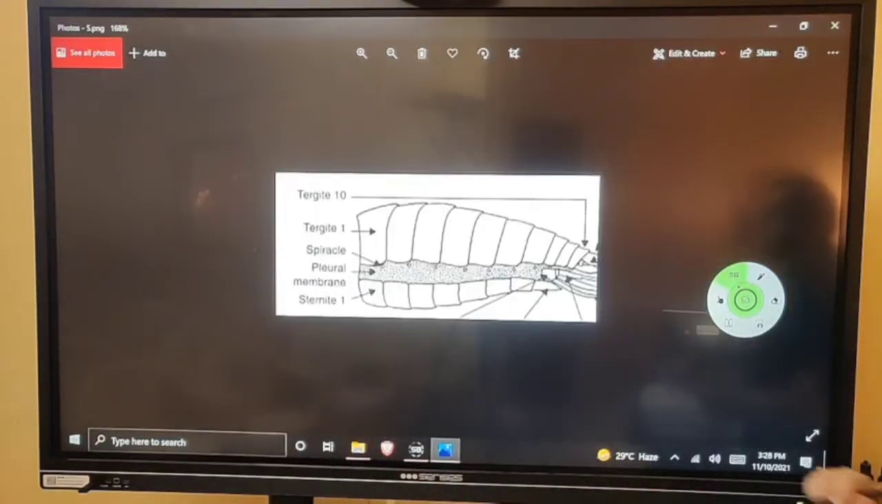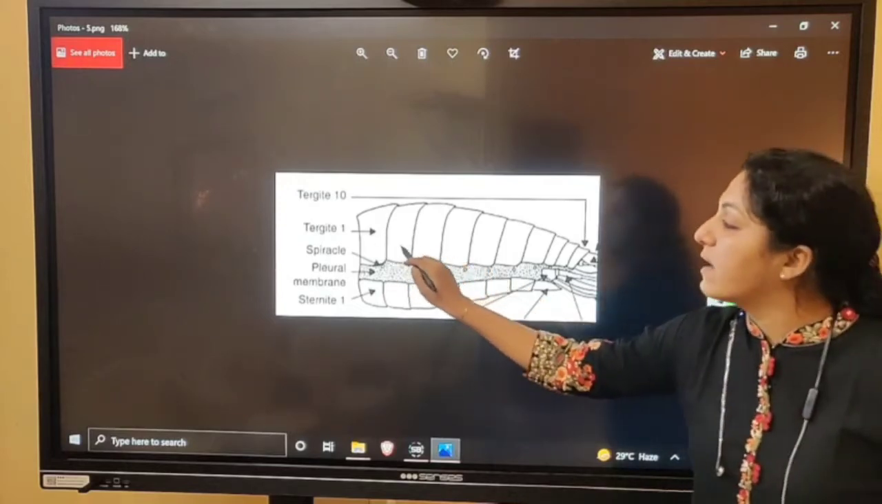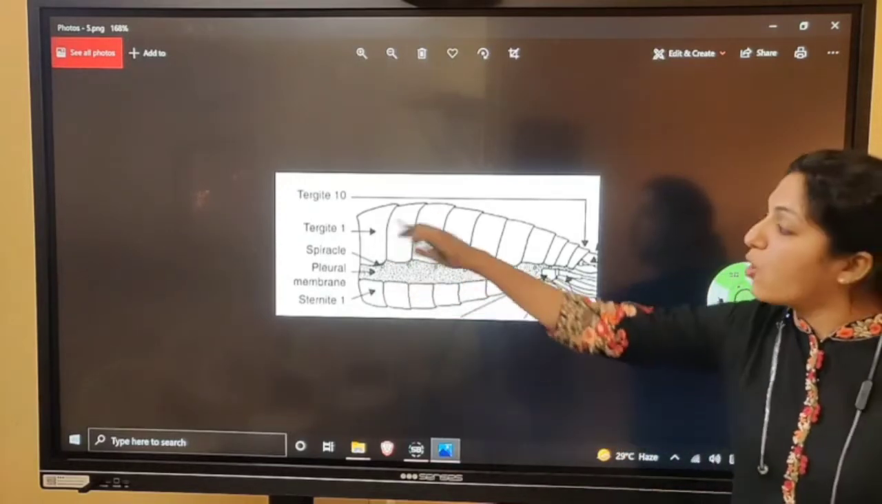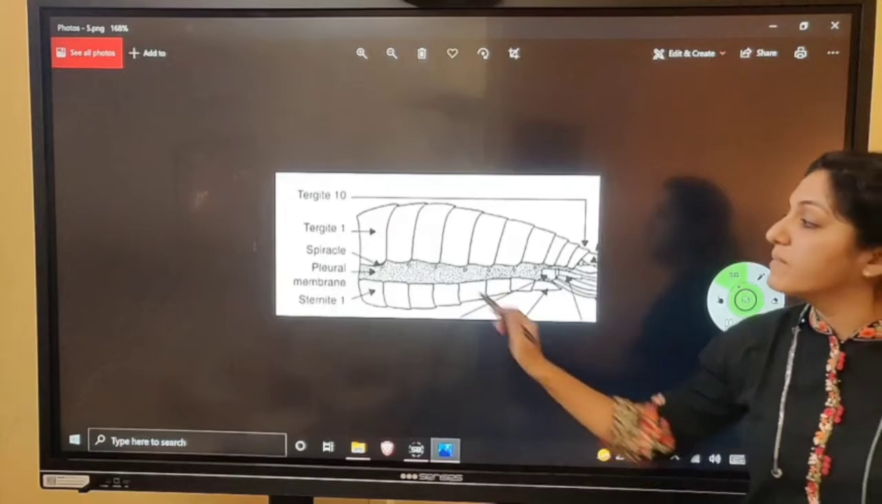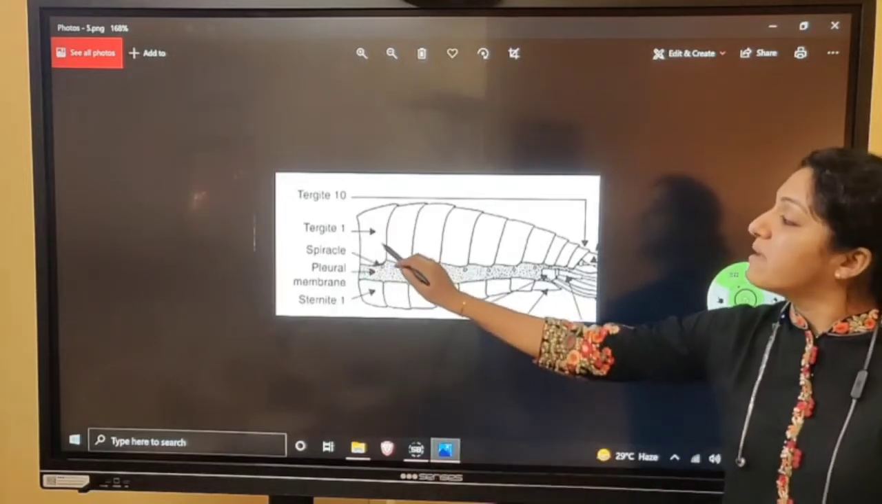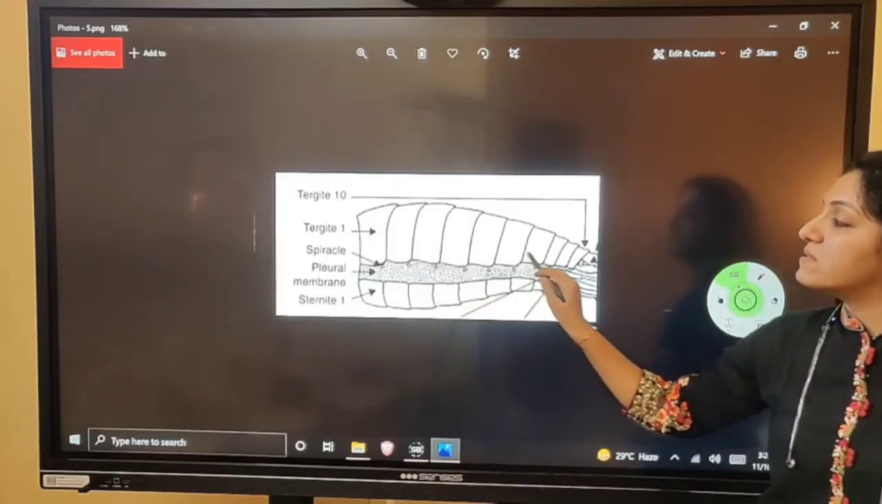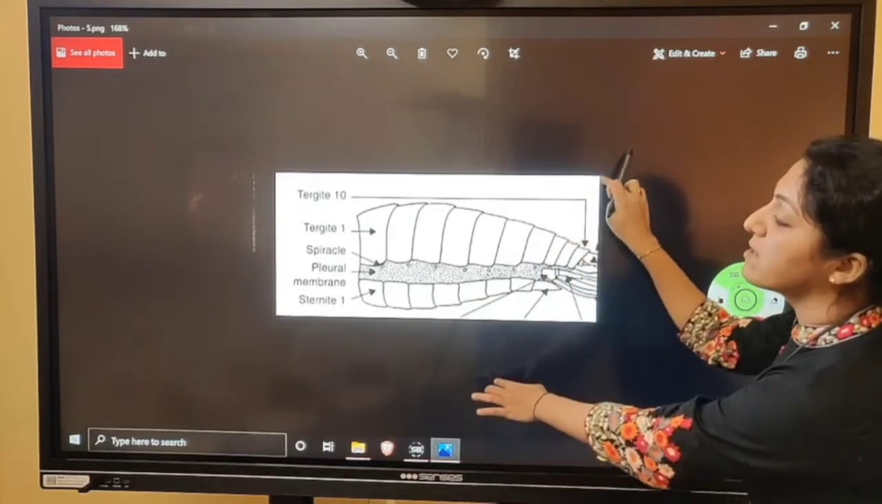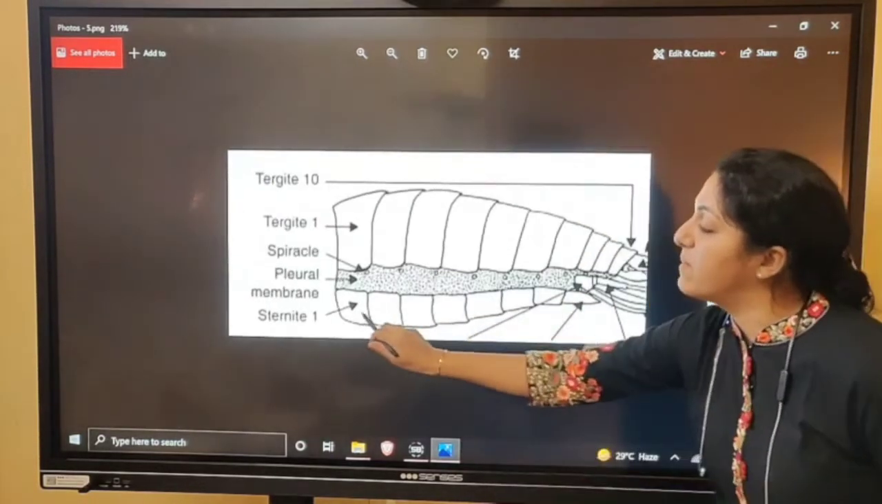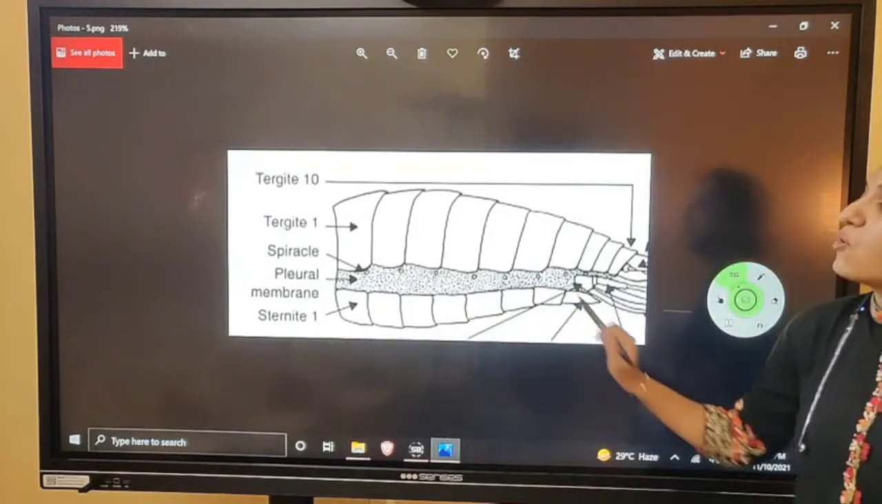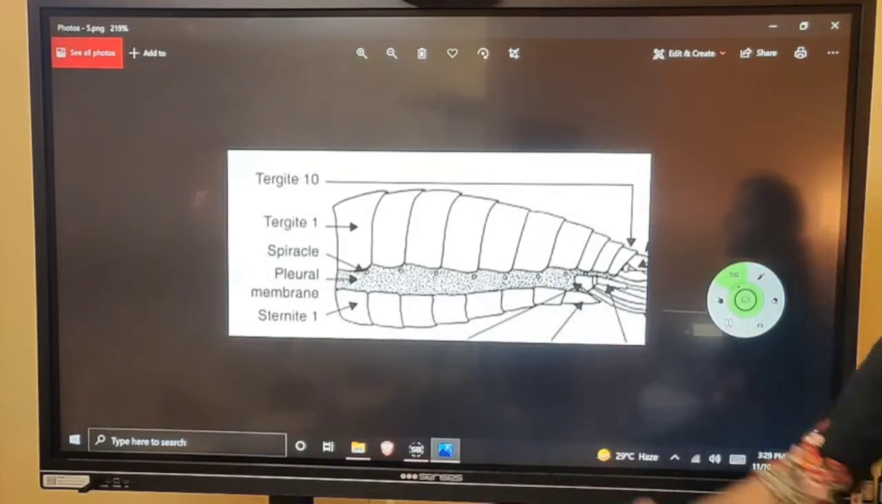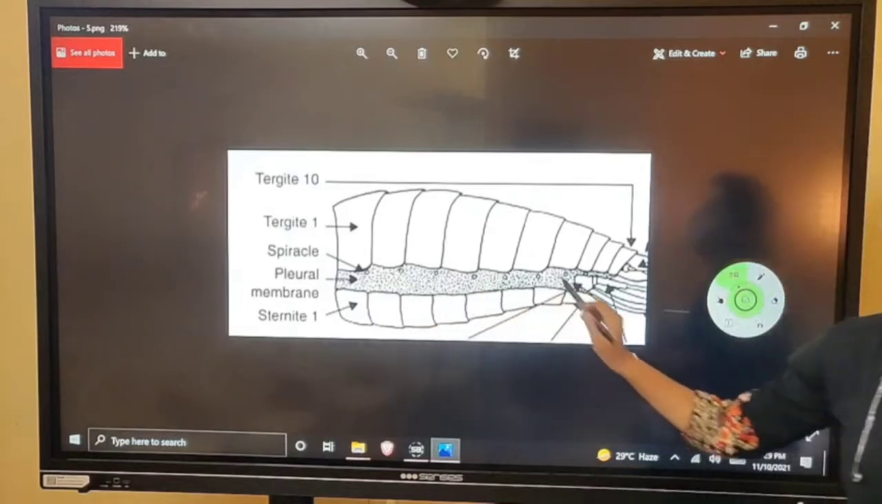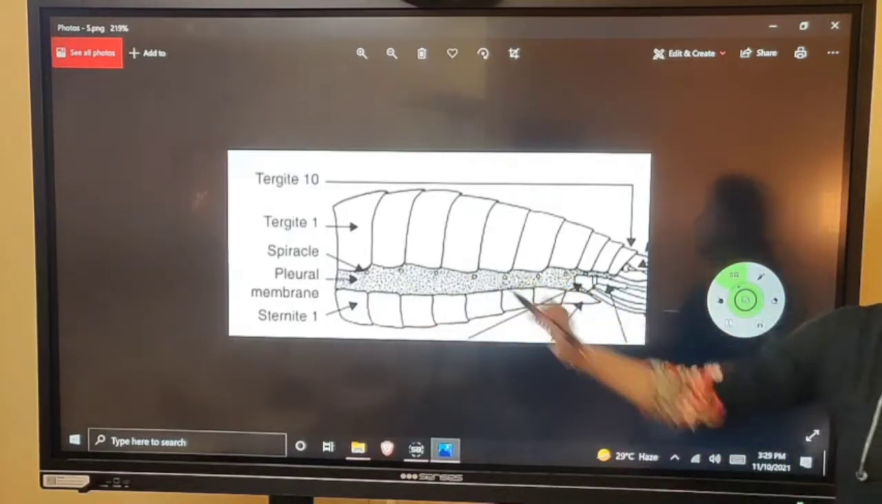All right, so see now, these are the tergites. The dorsal side, the tergum, they are also called tergites. They will be present in several pieces. On the ventral side, they are called sternites. These will be present in several pieces, that is called sternites. And this will be the pleura. The lateral portion will be the pleura.